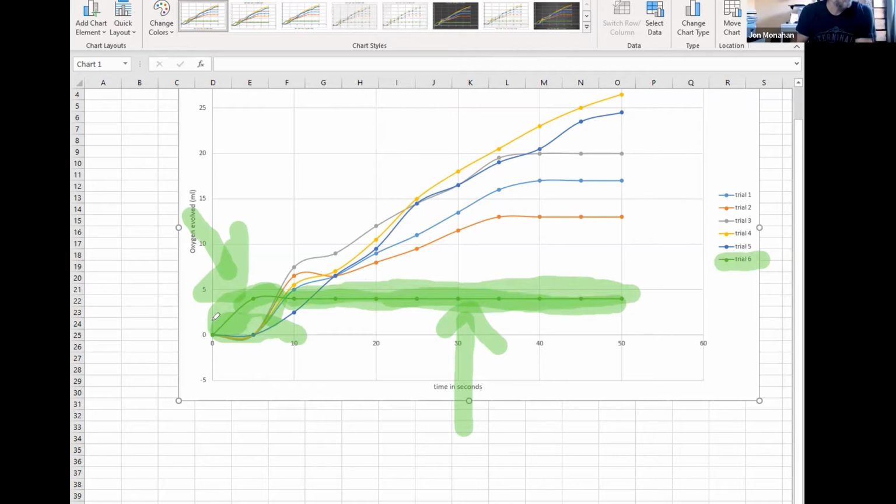It's 0. Rise over run. No matter how much you run, there's no rise. It's 0 over whatever, so the slope is 0. The reaction rate is 0. 0 mils of oxygen per second means it is never going to change. It's going to always stay flat.